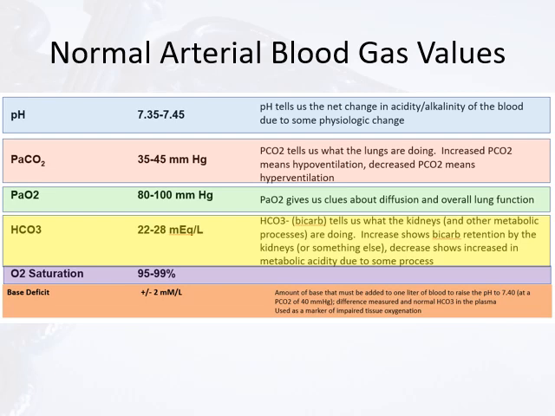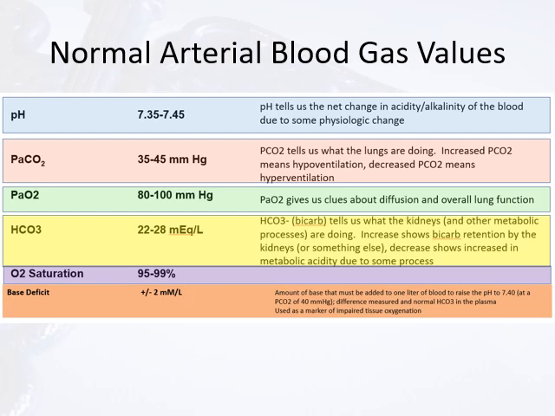The last value that's recorded here is the base deficit. The normal is between plus and minus 2 millimoles per liter. This is the amount of base that must be added to 1 liter of blood to raise the pH to 7.40, assuming a PaCO2 of 40 millimeters of mercury. This is used as a marker of impaired tissue oxygenation.